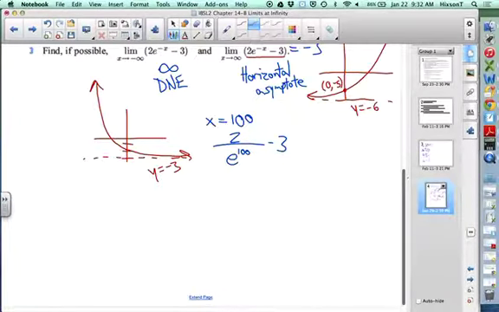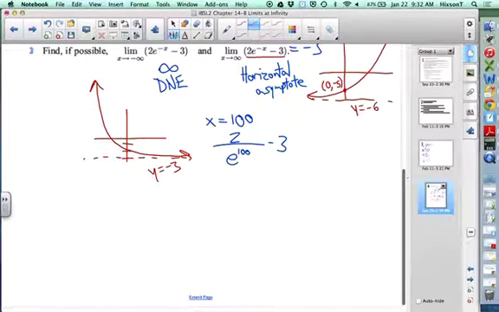Okay? So that's why as we approach negative infinity, notice it's going up infinitely in the infinite direction, so we would say the limit does not exist. As we go to positive infinity to the right, we're approaching that asymptote, negative 3.